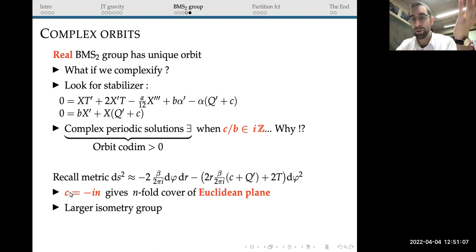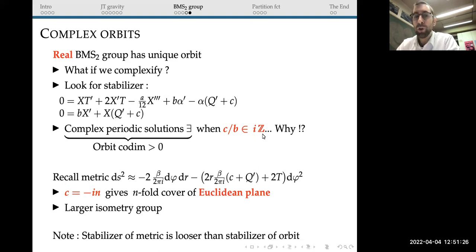So C over B is just minus C. So that's why this comes about. So this, in a sense, explains why we see this sort of symmetry enhancement for these discrete, purely imaginary values of C over B. And in fact, it is going to be important later when talking about the partition function.